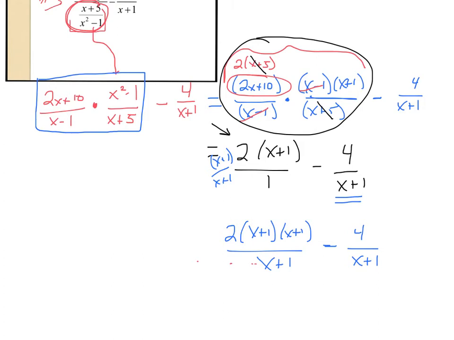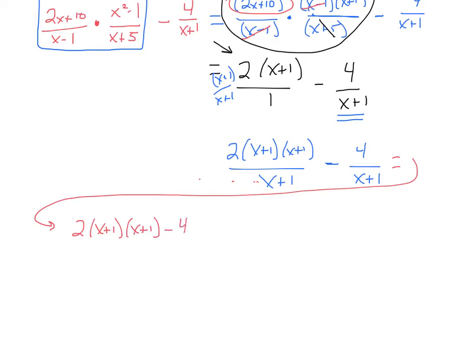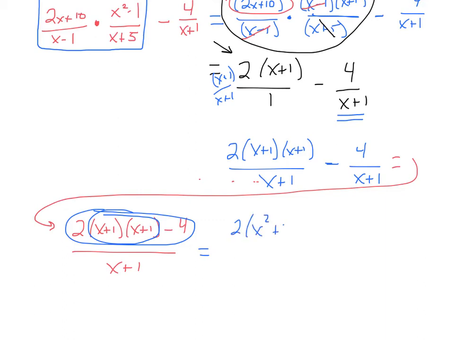Okay? Now, fairly long problem here. When we combine everything, I'm going to put this all together as one term at the top. It's going to be 2 times x plus 1 times x plus 1 minus 4 all over x plus 1. I have to get this in standard form and then factor. So I'm going to distribute these two together. I'm going to leave the 2 on the outside because that's going to be easier to do after I distribute the x plus 1s together. And that's going to give me x squared plus 2x plus 1 minus 4 all over x plus 1.